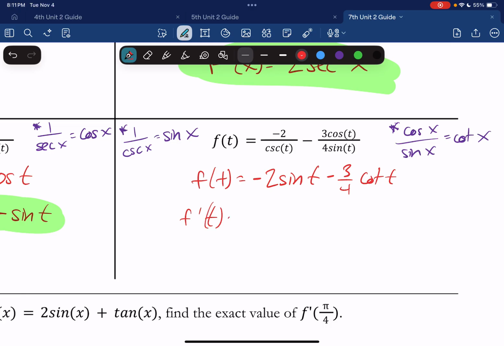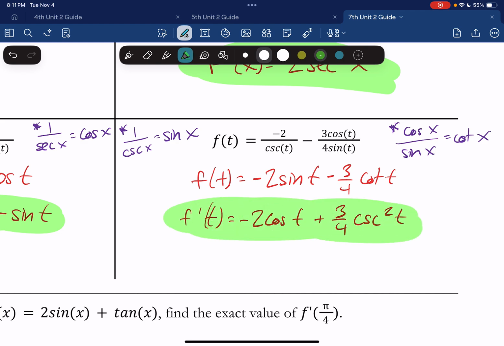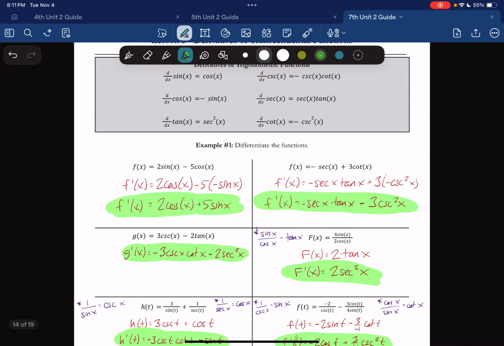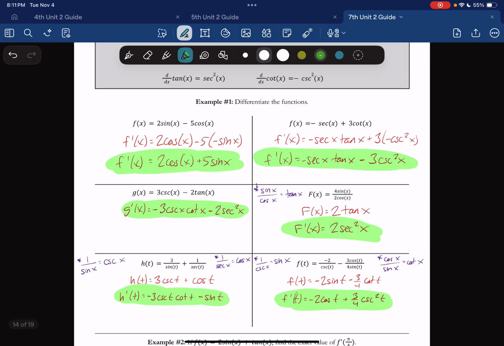So f prime of t, the derivative of sine is cosine, so negative 2 cosine t. Derivative of cotangent is negative cosecant squared, so negative is going to be positive 3/4 cosecant squared t. And there's my derivative. So these aren't too difficult. It is a good idea to start memorizing these. And do not forget the pre-calc reminders of how you can rewrite trig functions.